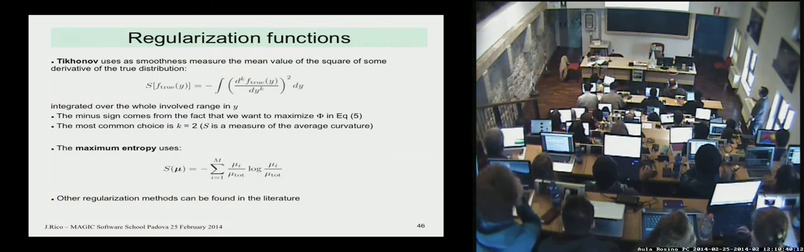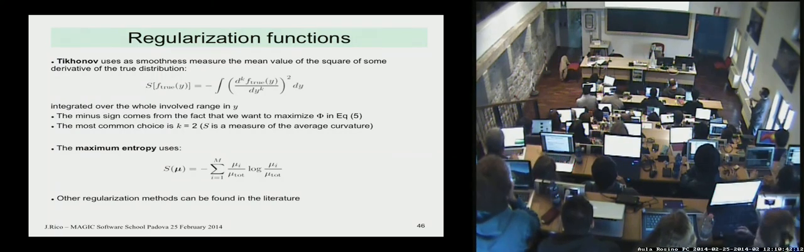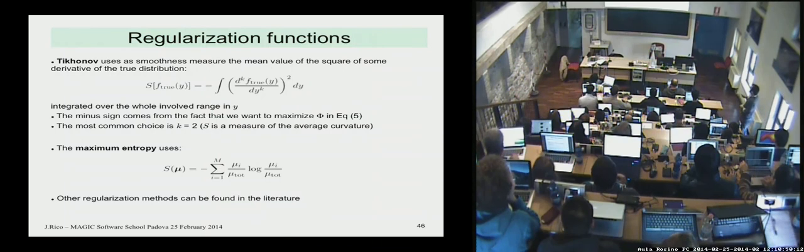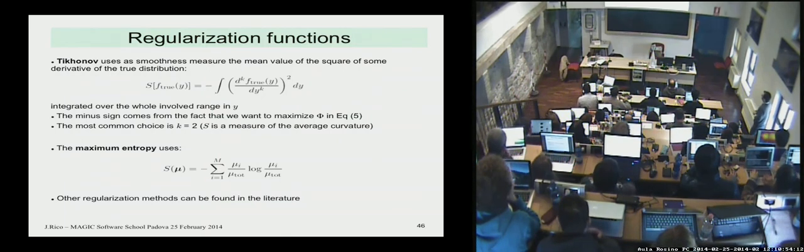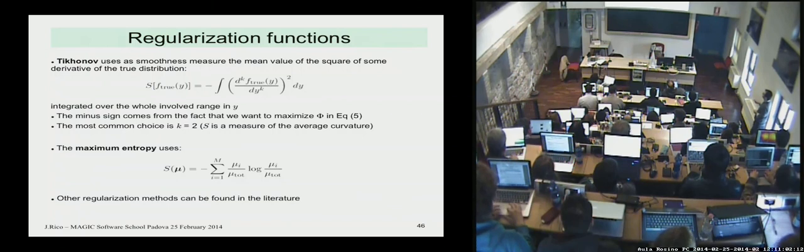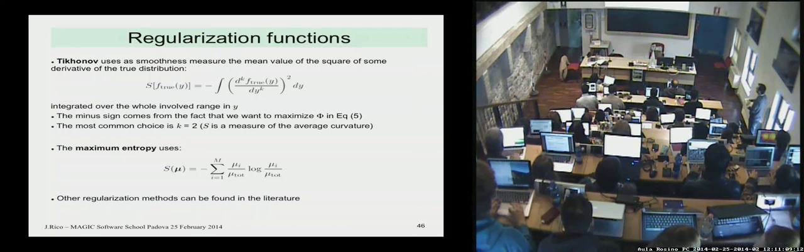And this minus sign is because we want S to be maximized, and this S is lower when it's more smooth. So just to make this go in the right direction, you put a minus sign. Now the most common choice is to get the second derivative here, and this is, I think, what we are using in Magic. So S would be in that case a measure of the average curvature of the function. You don't want the function to have a second derivative very large in any point.